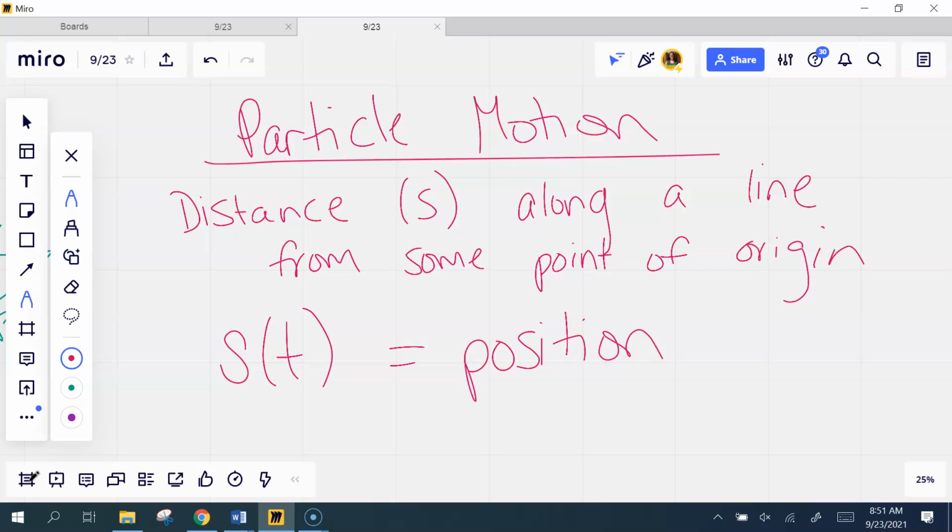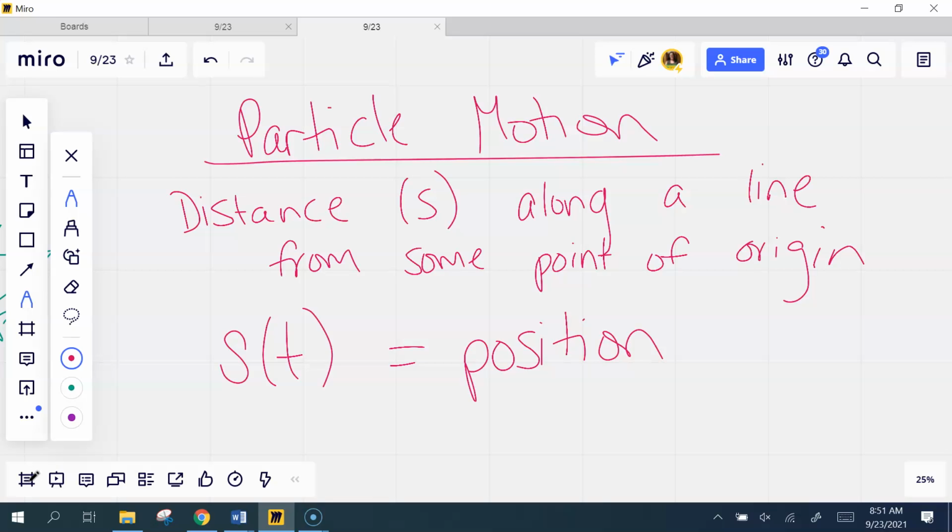I always envision this little bug walking, I don't know why. I think my calculus teacher must have used this as a visual at some point because it's ingrained in my brain. I think of a little bug walking along a ruler, back and forth, is my particle along a line. But we're talking about the distance that it travels along a straight line from some point of origin.